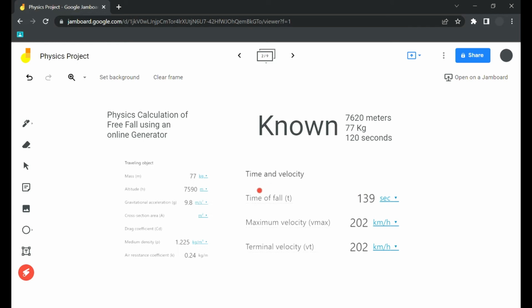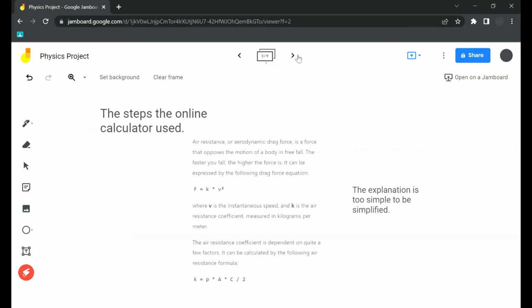With a mass of 77 kilograms and an altitude of 7,590 meters above ground, the time of fall would be 139 seconds, not 120 seconds, while the maximum fall velocity would be 202 km per hour, which is also the terminal velocity. These are the steps written in the generator itself.